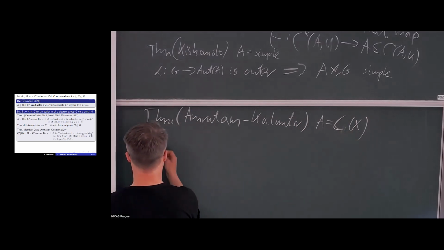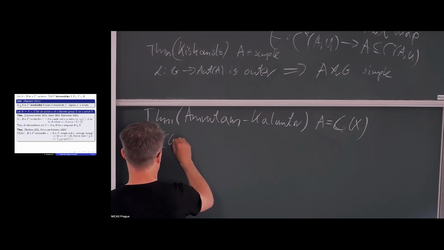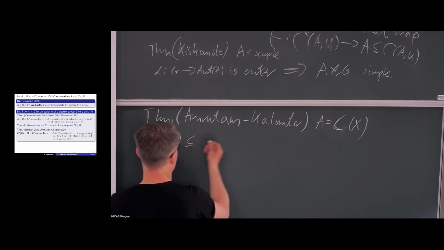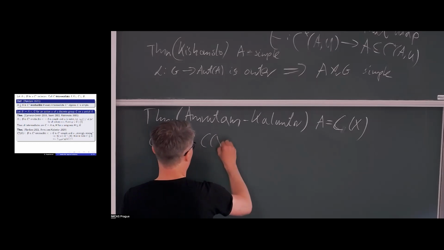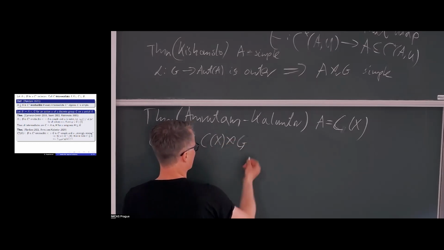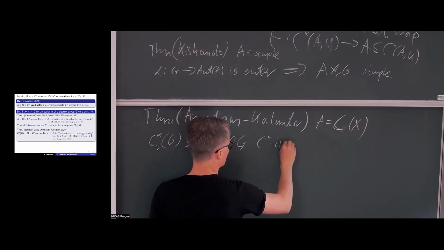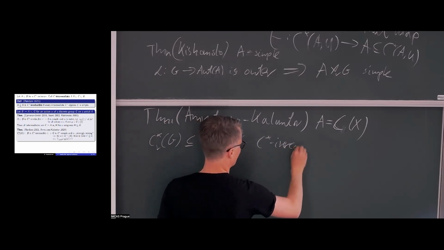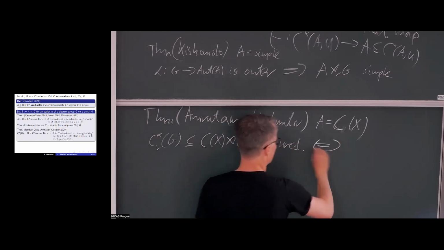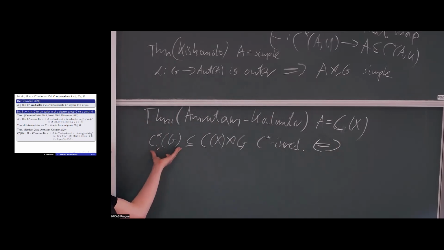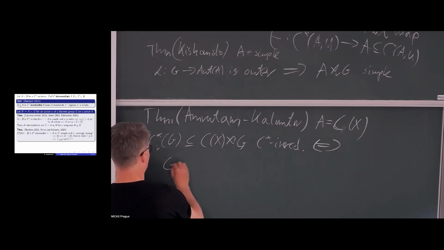And what they proved is that then this inclusion is C*-irreducible if and only if, so obviously, this has to be a simple algebra. So this means that G is C*-simple. So this is trivial.